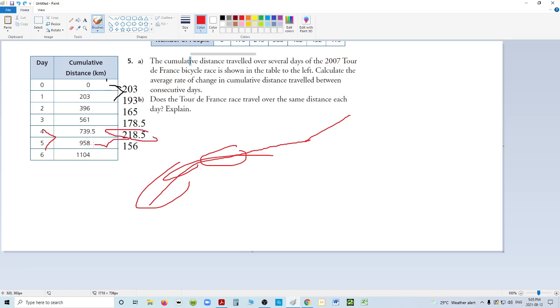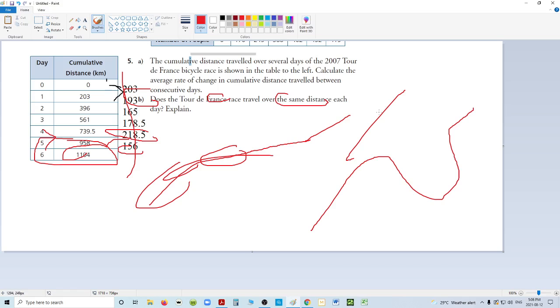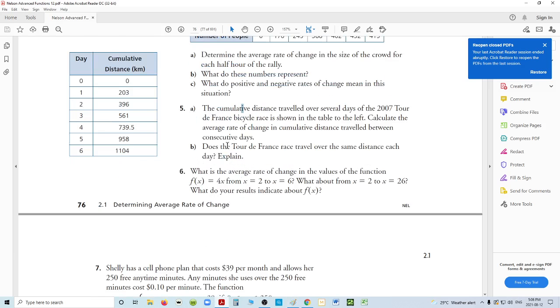And then this last stretch here, they did the smallest amount, which means it's probably very mountainous. Tour de France loves going up the mountains, and so they could only cover a small distance. Does the Tour de France travel over the same distance each day? Explain. No. And that probably means that the paths they had to do were either hilly or very crowded, or there were obstacles. But hilly is the most likely explanation. And if you know the Tour de France, you'll get it.